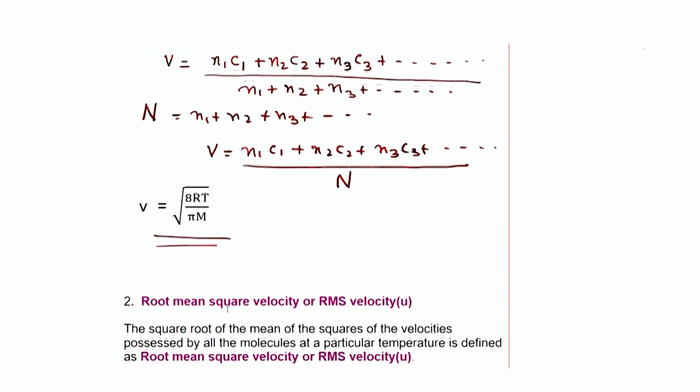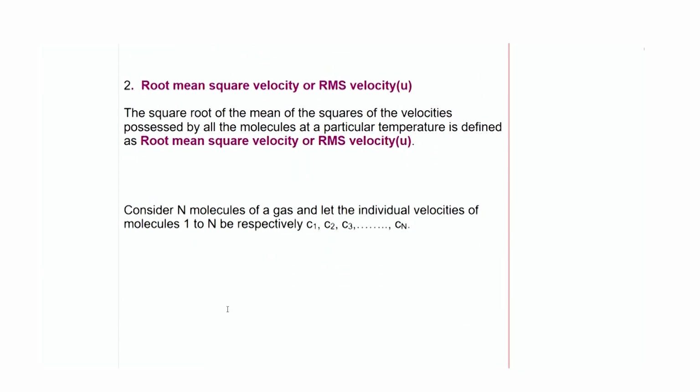Next is the root mean square velocity. We have already mentioned it, it is a square root. First, you have to take the square root of what? Of the mean of squares of velocities. That is, you have to take the squares of velocities. Then, what I have to do? I have to take the mean and then take the square root of it at a particular temperature, which is defined as root mean square velocity or RMS velocity.